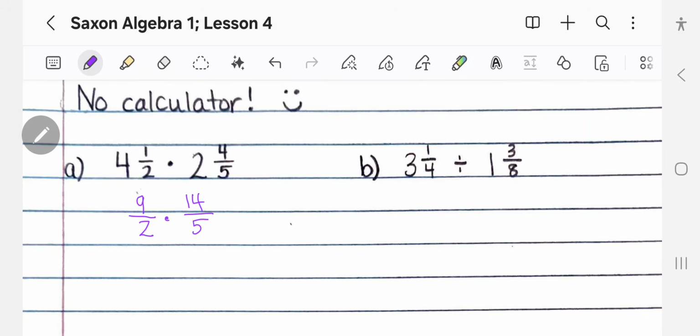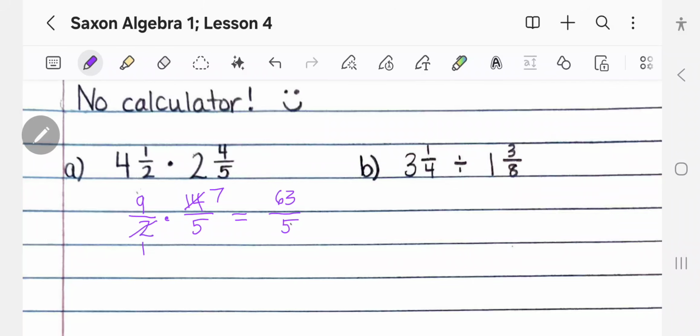Then we're going to multiply straight across because we don't see anything. Or can we cancel? Yeah, we can. We can cancel there because we've got a 2 here. How many 2's in there? 1. How many 2's in here? 7. And we can multiply straight across now. 9 times 7 is 63. And 1 times 5 is 5.